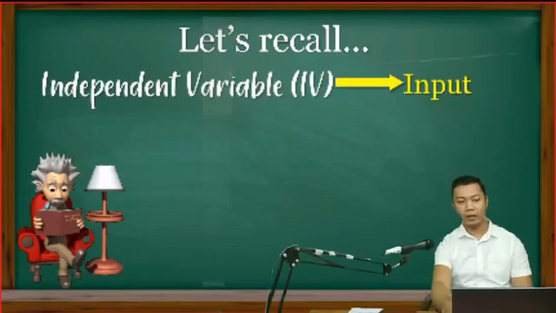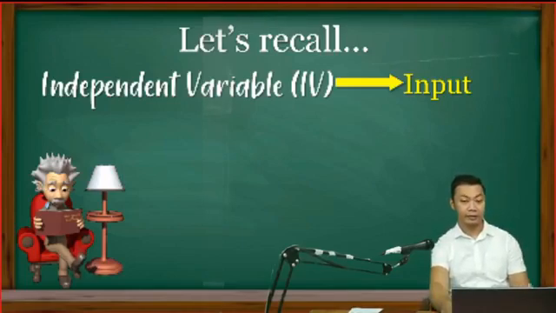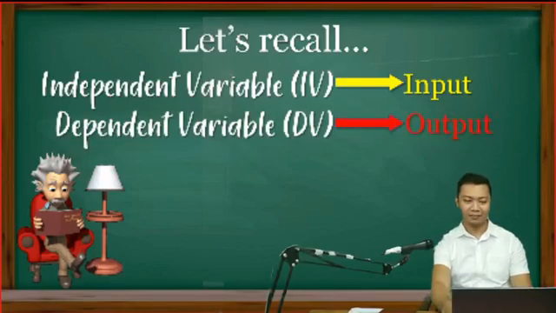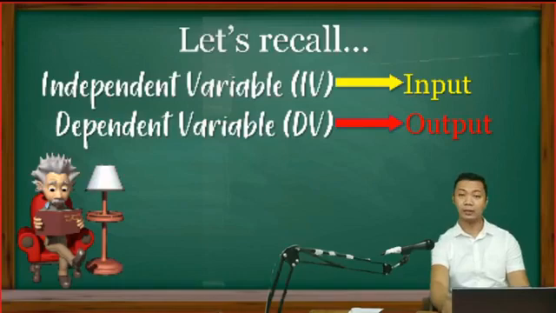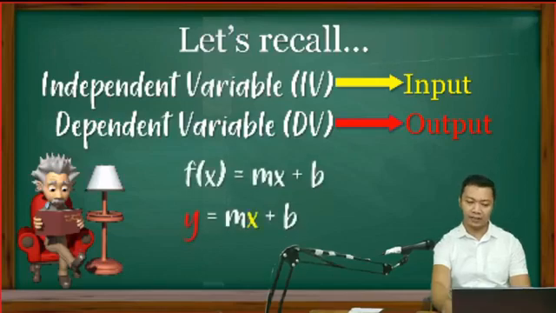We have our independent variable represented by x earlier and t, okay, which is our input. We also have the dependent variable, DV, as our result or our output. We used the variable y. And f of x is equal to mx plus b. We can also use that equation as y is equal to mx plus b.